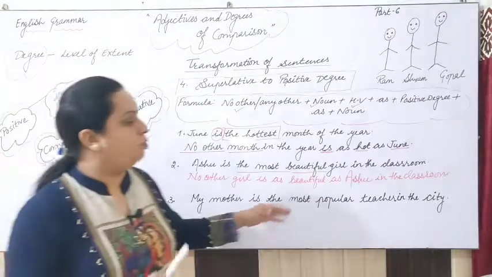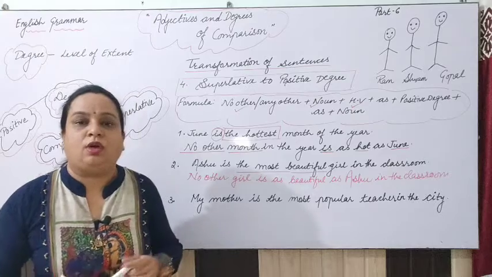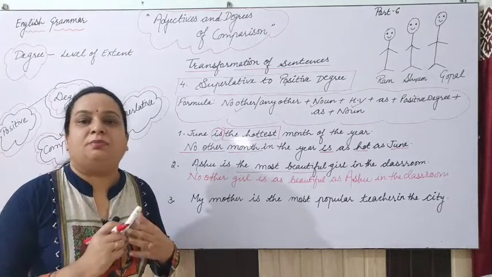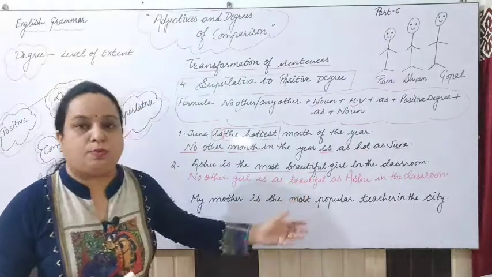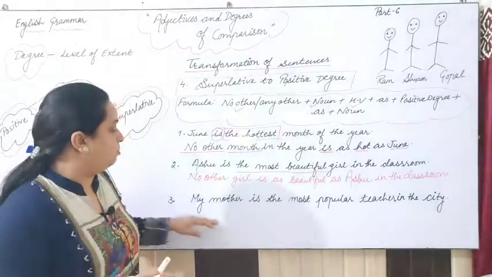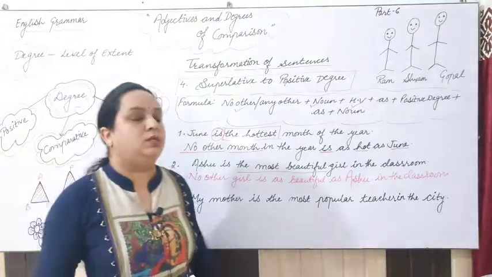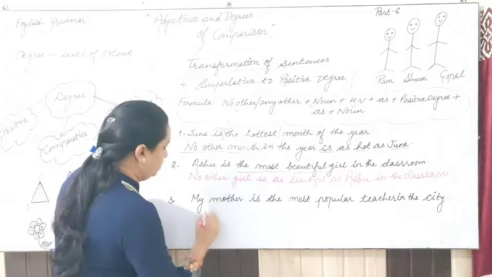My mother is the most popular teacher in the city, right? You are talking about my mother, and she is the best teacher, which is what you want to say here. So she is the most popular teacher. You have used the sentence, my mother is the most popular teacher in the city. So what will we do? No other.